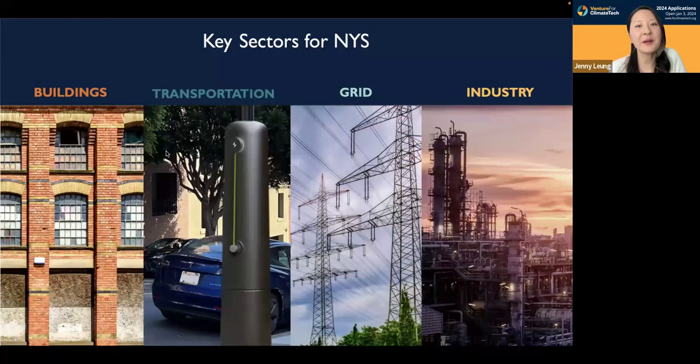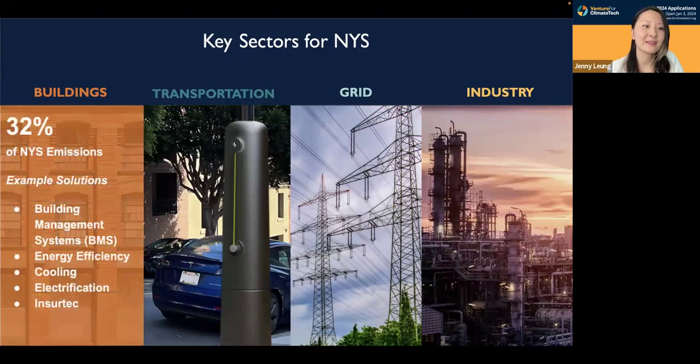Okay, I want to talk about these sectors that we are particularly interested in, especially in New York State. They are buildings, transportation, grid, and industry. I will dive deep into each of these. We're looking for technologies that can have substantial impact in these sectors. However, the list that I'm about to share is not exhaustive, nor are these 4 sectors exhaustive as well. But these are typically the biggest ones that we see, because 32% of New York State's emissions comes from buildings.